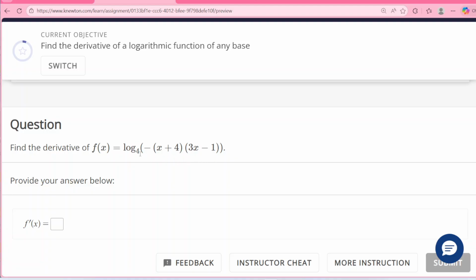Honestly, you could keep it this way, but then when you do the chain rule, when you take the derivative of the thing inside, you'd have to do the product rule. But since there's only the two factors here, I'm going to multiply this out, and that way I won't have to do the product rule when I apply the chain rule.